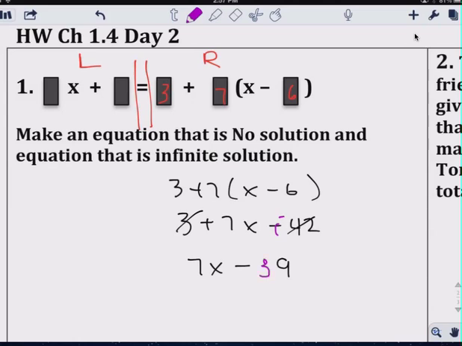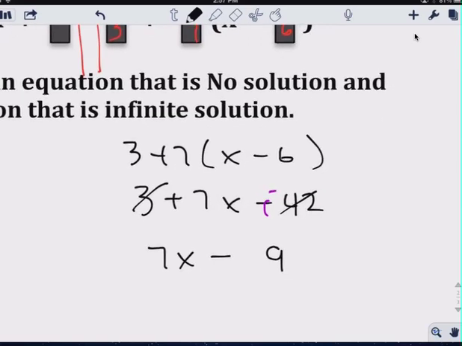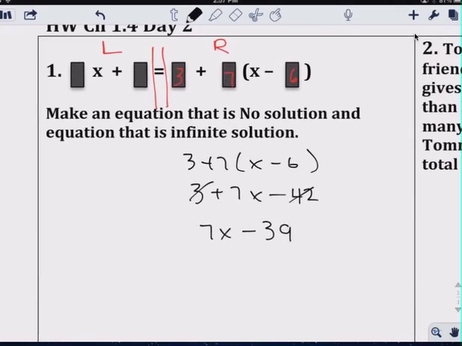Which number's bigger? If there was no negative, which one was bigger? 42. The bigger number always takes the sign. So that's why it's a negative 39, or a minus 39. Means the same thing. Now we're going to make it no solution first.